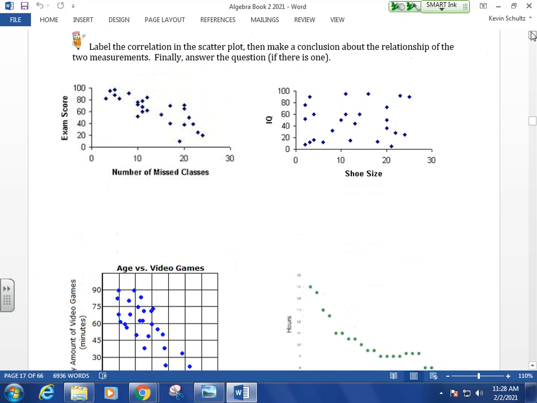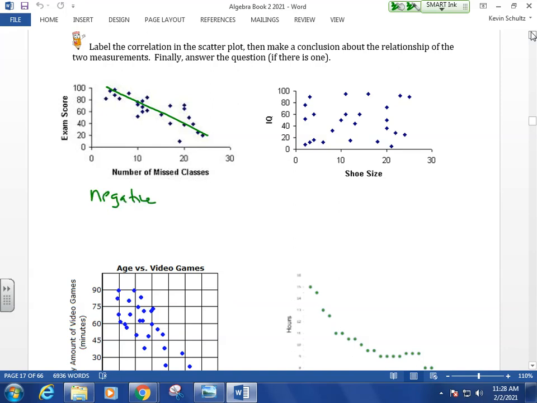Our first one is the number of missed classes and exam score. First of all, what type of correlation is this? Positive, negative, or none? Elise? Negative. Our line of best fit is going down from left to right. As the number of missed classes increases, the exam score decreases. Okay, so it is a negative correlation.